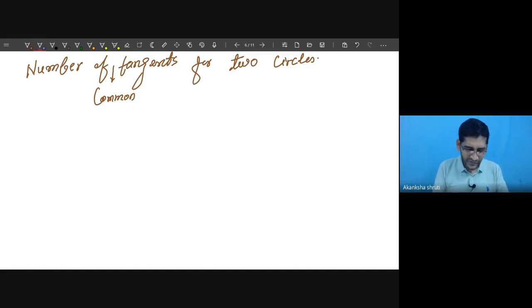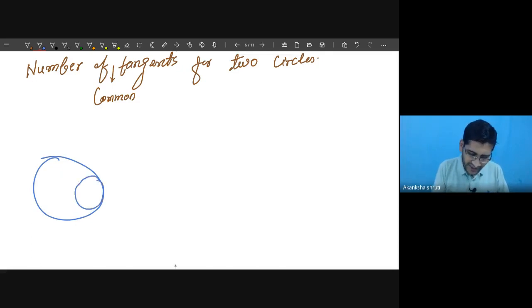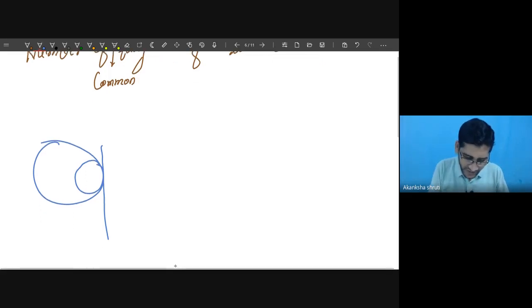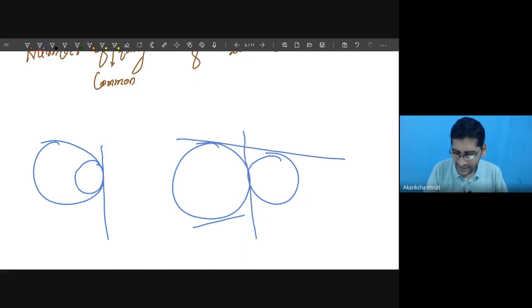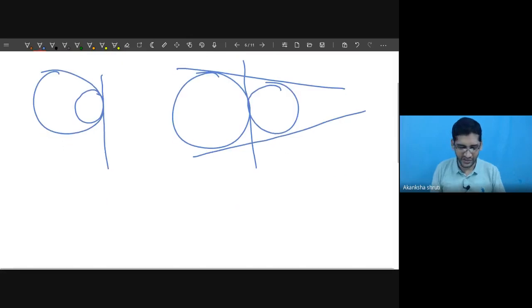Students, two circles are given to you. How can the two circles be? It may be possible that one circle is inside the other circle and they are touching at only one point. So only one tangent can be drawn. Another possibility is one circle touching the other circle. Then how many tangents can be drawn? Observe: one tangent, two tangents, and this third tangent can be drawn.